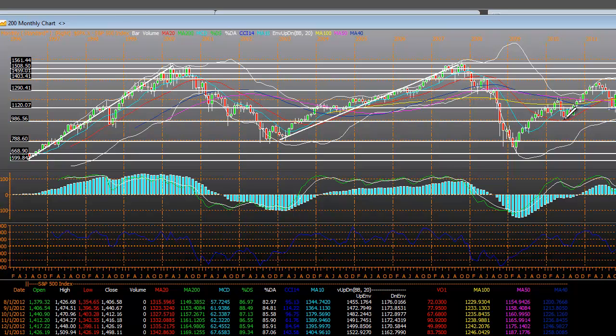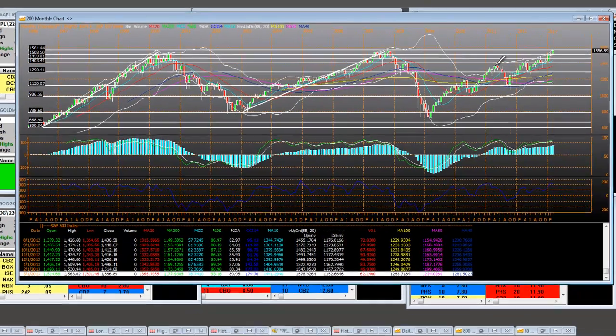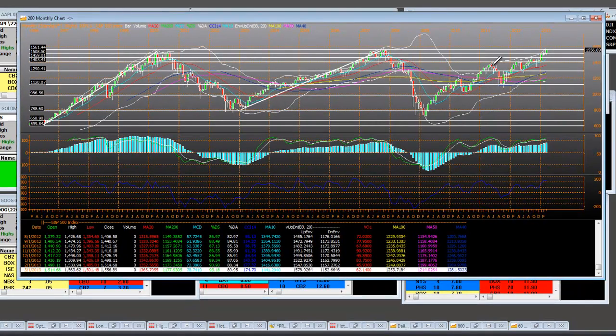It pulled back in 2010, made the higher high in 2011. We called for a correction on a monthly level. We went down 1, 2, 3, 4, 5 months in a row in 2011. We got support. But look at here, we've come back up and we made a 2012 high of last year.